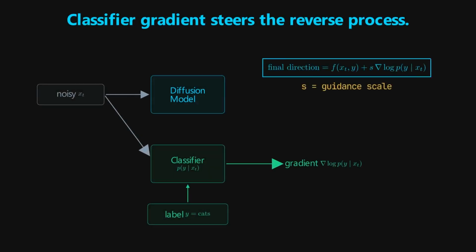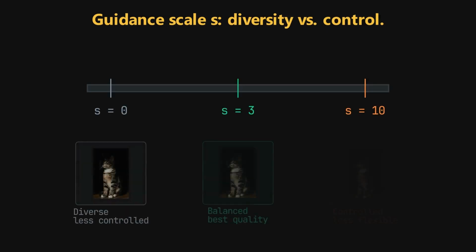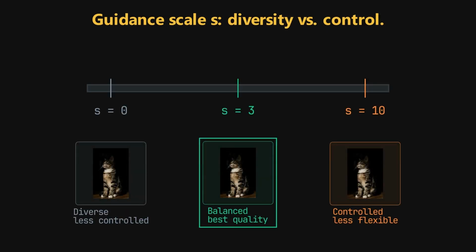The first idea is classifier guidance. We use an additional image classifier, trained to recognize images even when they are noisy. At every denoising step, the classifier looks at xt and asks, which direction would make this image more likely to belong to the desired class? If the label is cats, the classifier provides a gradient that nudges the reverse diffusion path toward cat-like images.